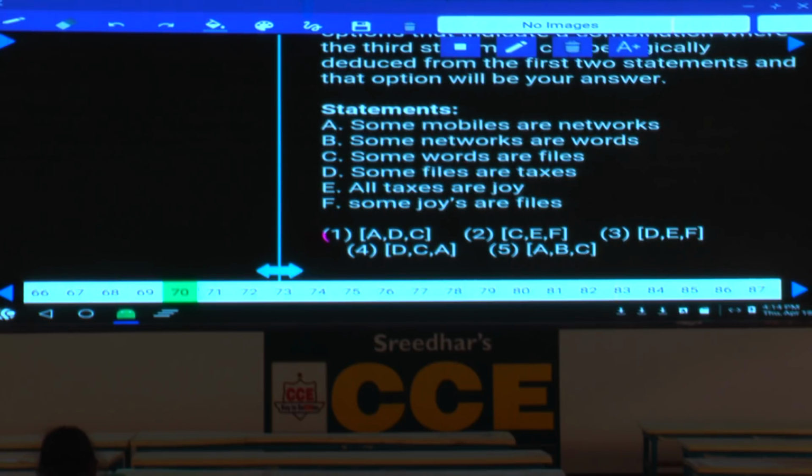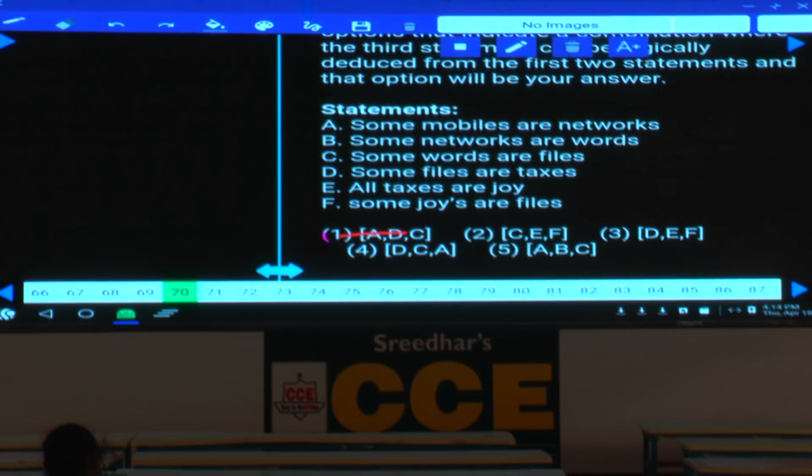Now in this 70, A, D and C. A, D and C, all mobiles are network and D. And what about C here? All mobile and network. D is file and tags. There is no middle term in this one, hence choice 1 is definitely false. Choice 1 cannot be done.